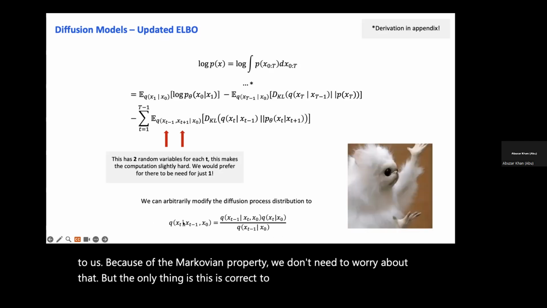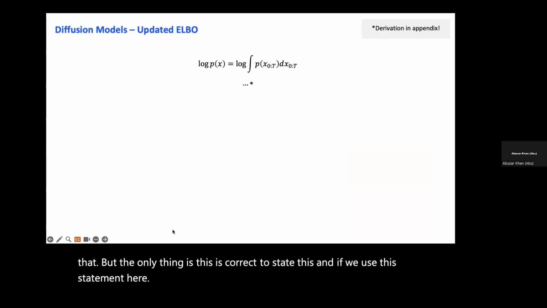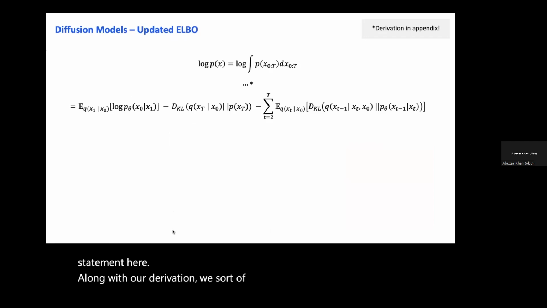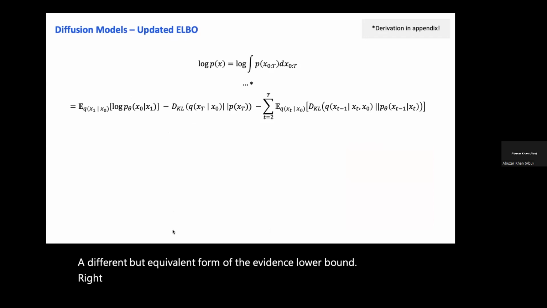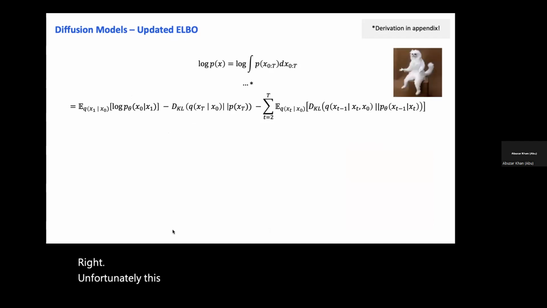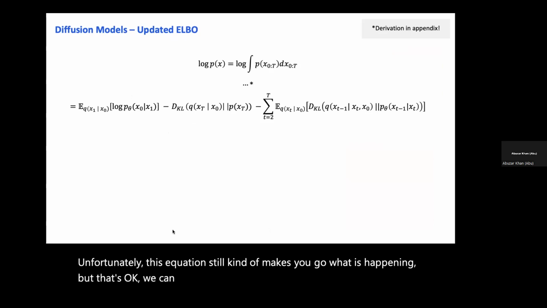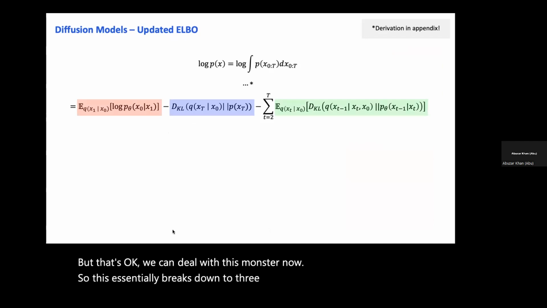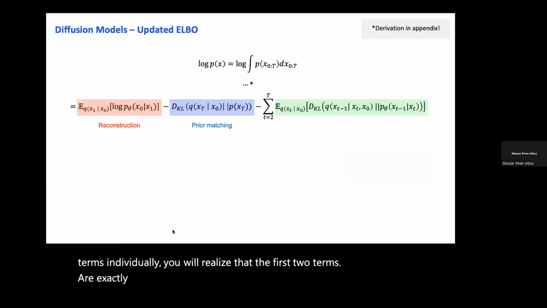And if we use this statement here along with our derivation, we sort of arrive at a different but equivalent form of the evidence lower bound, right? Unfortunately, this equation still kind of makes you go, what is happening? But that's okay. We can deal with this monster now. So this essentially breaks down into three terms. And when you look at the terms individually, you will realize that the first two terms are exactly what we had in our original ELBO equation.